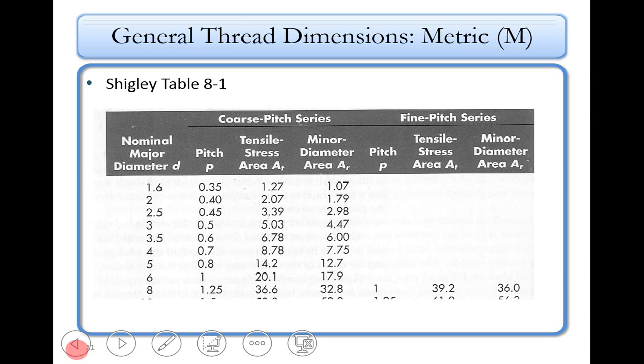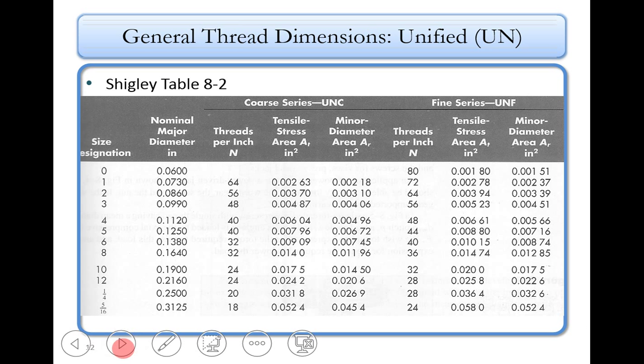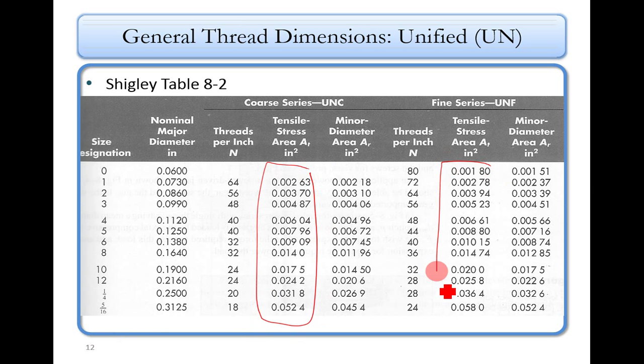So here I have a snapshot of part of tables A-1 and A-2. I'll give you an example of how to read this. This is coarse, this is fine. For the inch series, it gives you another quantity called threads per inch. For the same major diameter, the fine series UNF has more threads per inch than the coarse. That's pretty obvious.